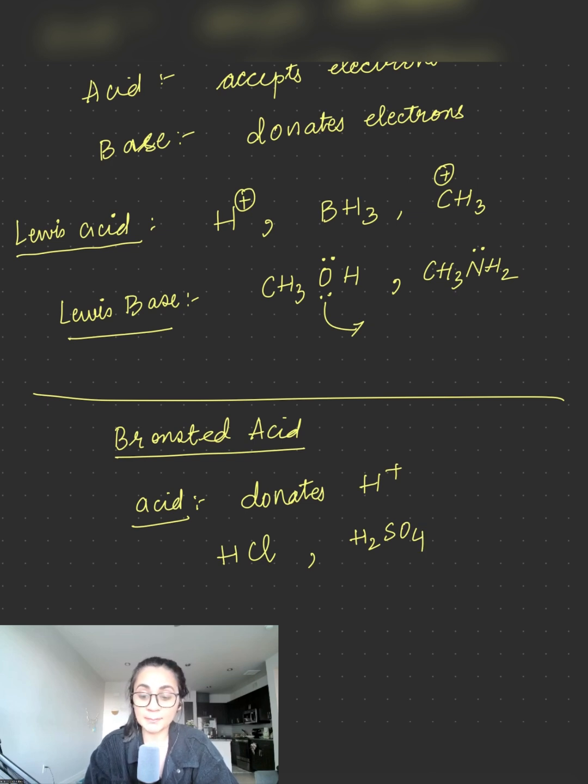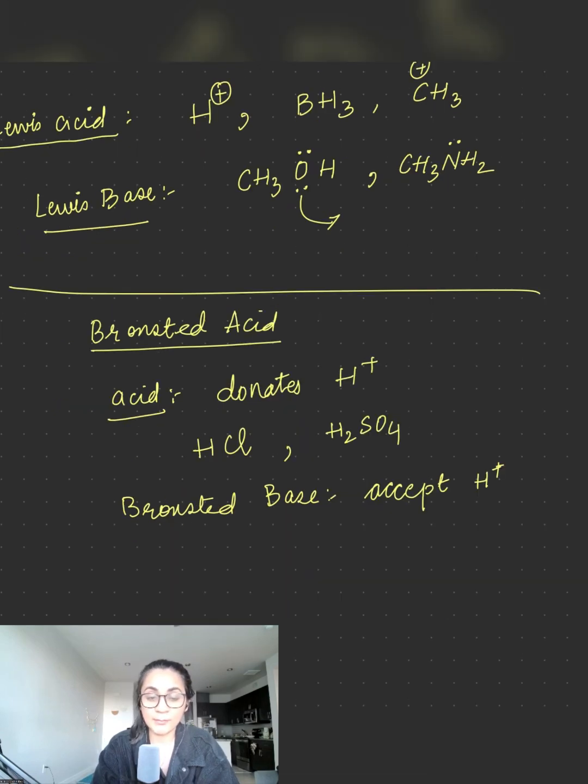And a Bronsted base would be a species that accepts H plus. An example of that would be F minus. F minus would accept the H plus, and any species like OH minus would very readily accept the H plus, and that's why it would be called a Bronsted base.